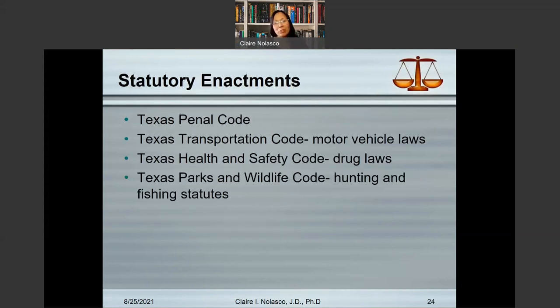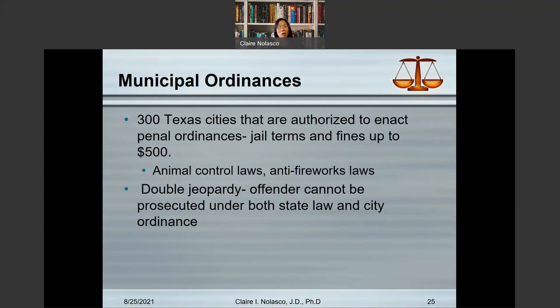So what are examples of statutory enactments? You have the Texas Penal Code, you have the Texas Transportation Code for motor vehicle laws. For drug laws, they are enacted in the Texas Health and Safety Code. For hunting and fishing statutes, it's in the Texas Parks and Wildlife Code.